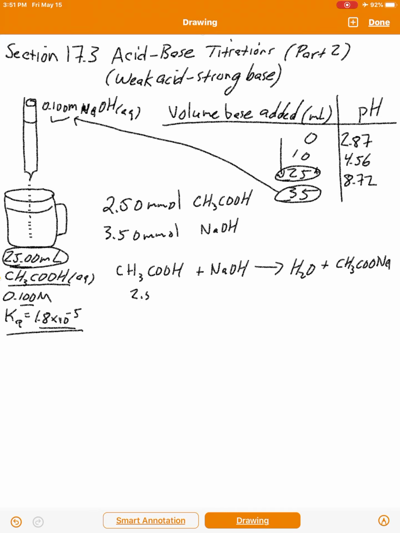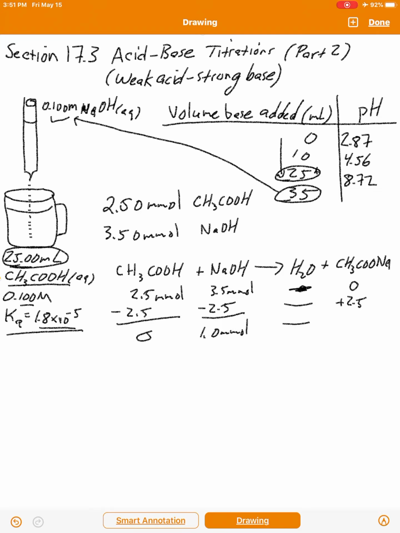(2.5 millimoles), 3.5 millimoles. Actually, unimportant, and then I'll make that 0. So subtract 2.5, subtract 2.5, add 2.5, water is unimportant, 0, 1.0, and 2.5. So now, just looking at what you have: a weak base with 2.5 millimoles, and a strong base with 1 millimole.